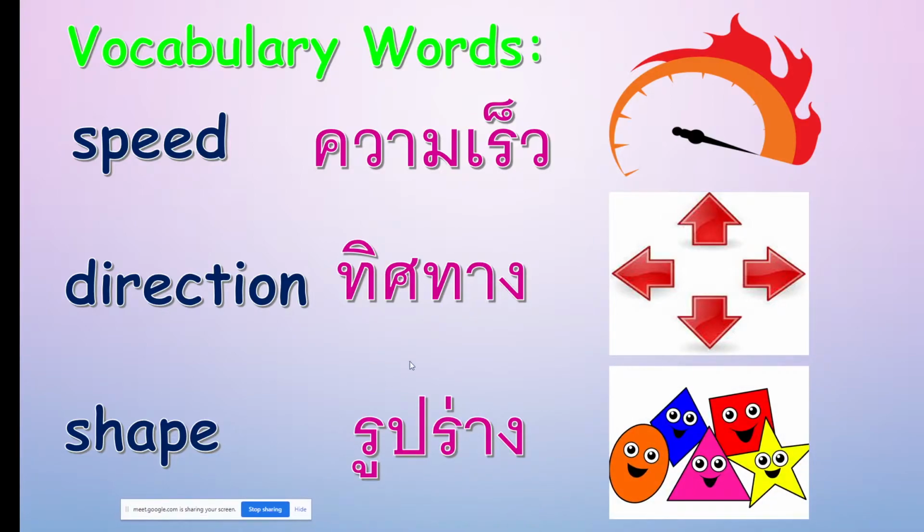Please turn off your mic. When we say speed, it is to move something fast, quickly. Next, direction is where an object is going. For example, is it going up? Is it going down? Is it going to your right, to your left? Shape. When you say shape, these are some examples of shape: circle, oval, diamond, rectangle, square.